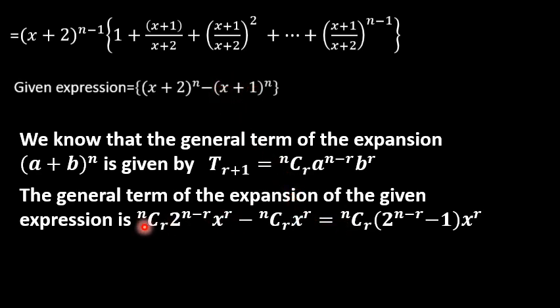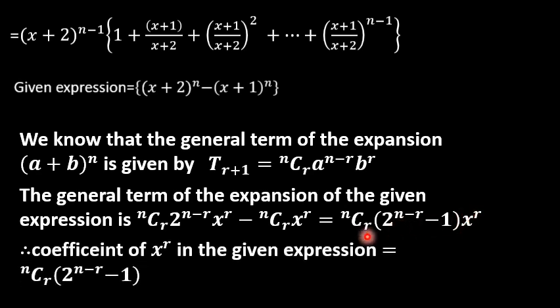So you can take nCr common here, you will get 2^(n-r) minus 1, and x^r is also common, we can write here. So we have nCr (2^(n-r) minus 1) into x^r. So the coefficient of x^r is nCr into (2^(n-r) minus 1).